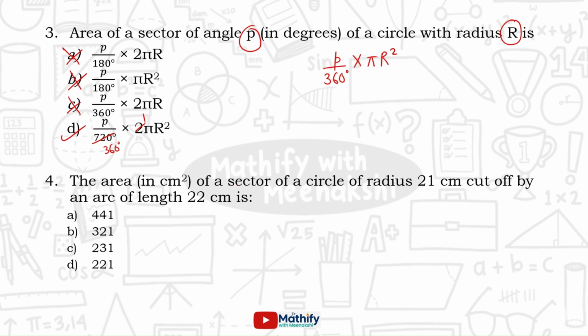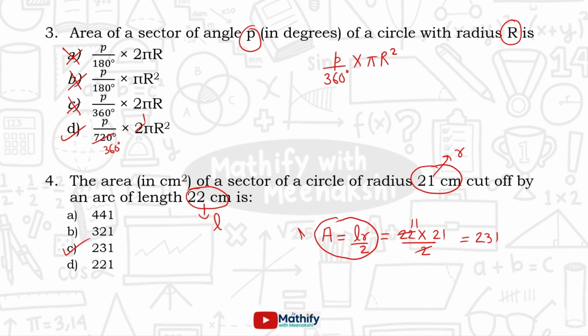Let's move to the fourth question. The area in centimeter square of a sector of a circle of radius 21 centimeter cut off by an arc of length 22 centimeter. That means here the length of the arc L is given to you and the radius is given to you. We have to find the area. I told you one formula, a direct relation, that A is LR by 2. Just use this formula. L is 22, R is 21 by 2. We'll cut this, 11 into 21. That means 231. C option. So this formula is very important.